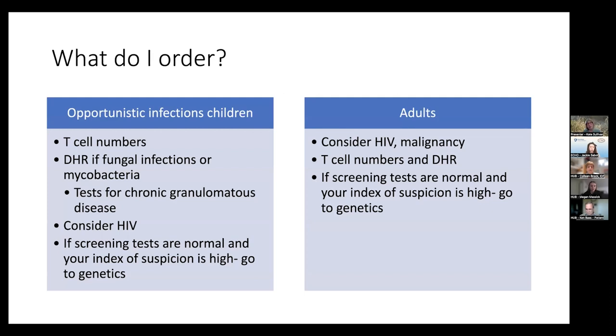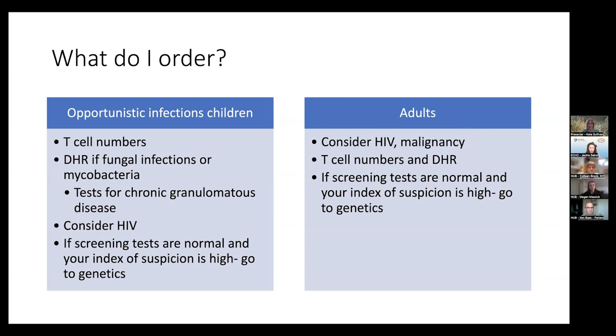What about opportunistic infections in kids? Well, this is either going to be a myeloid cell problem, usually a neutrophil problem, or a T cell problem. And so you want to measure the T cell numbers. That's a reflection of how adequate the production is. And then for fungal and mycobacterial infections, the most common specific primary immune deficiency is chronic granulomatous disease. And there's one test for that called the dihydrorhodamine or DHR.